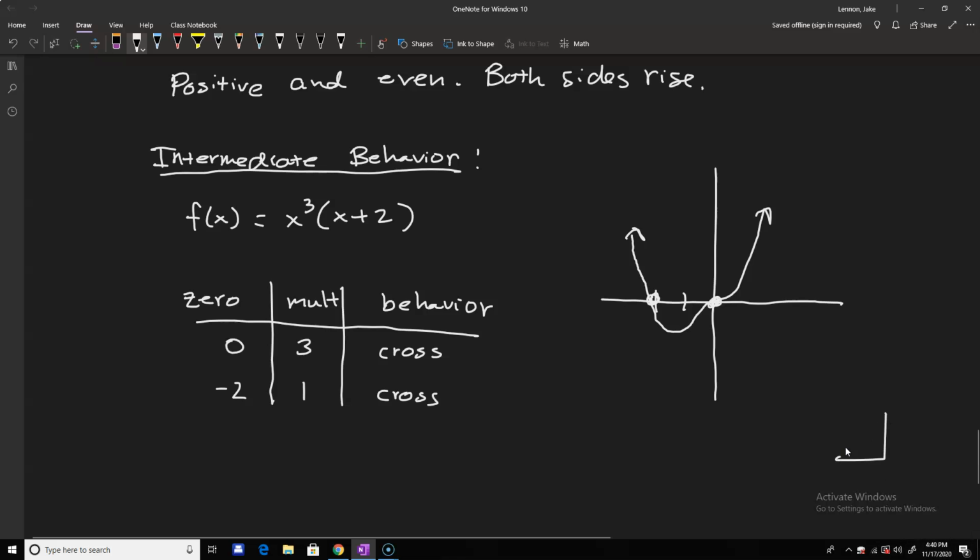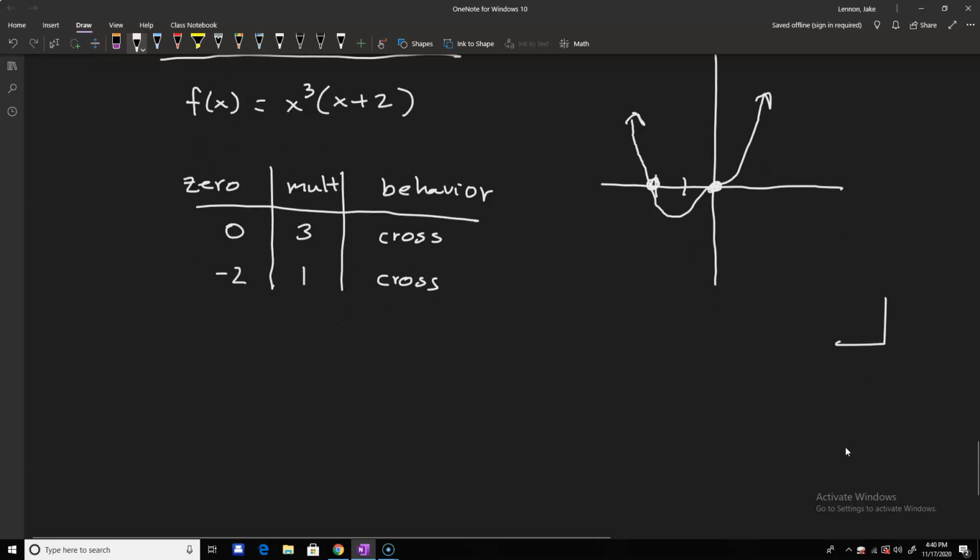And that's it for sketching the graph. So the next couple are going to be just synthetic division. So 7, divide, let's say f of x equals minus x cubed minus 2x plus 5 by x plus 1.